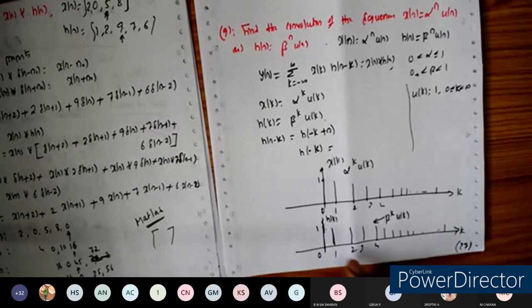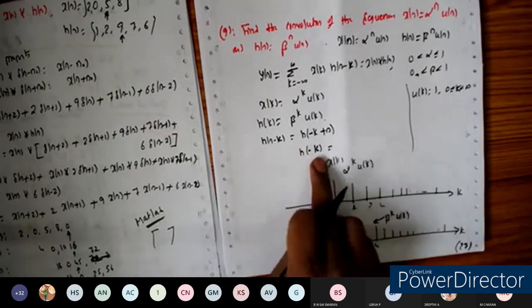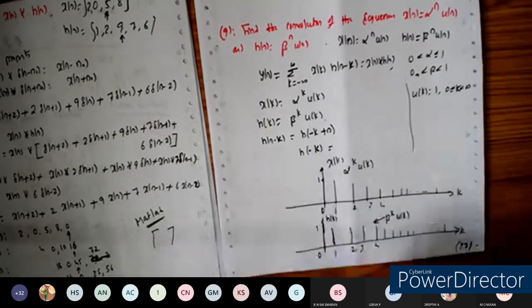Fine. Now, if I take h of minus k, the signal will be reflected here.